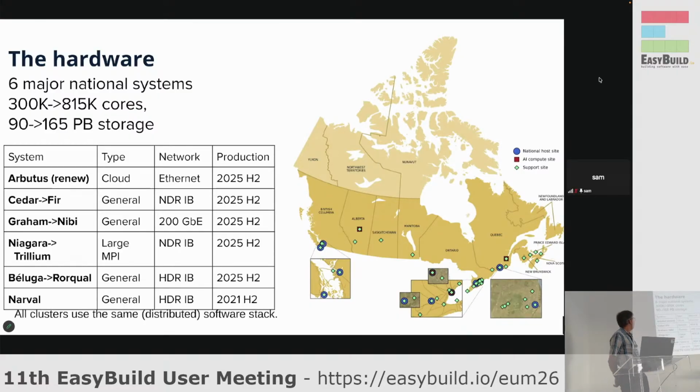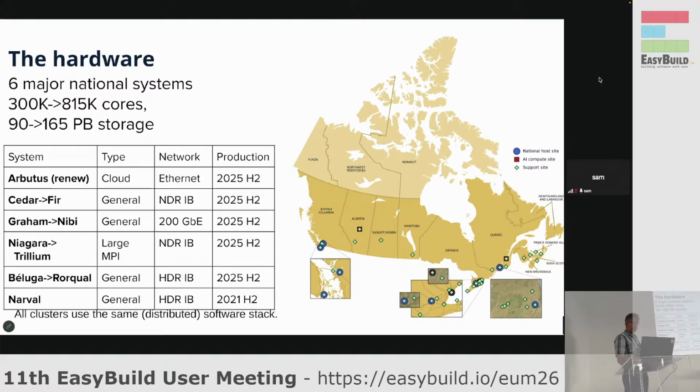Last summer, we went through production of new clusters. We used to have clusters Cedar, Graham, Niagara, Beluga, and they've been replaced by Fir, Nibi, Trillium, and Rorqual, and pretty much all have 192 cores per node and H100 GPUs. Still, the Narval is slightly older, with A100 GPUs. So we have a lot more cores than before and double the storage as well. So that's on the hardware side. And that's basically distributed among a few main sites.